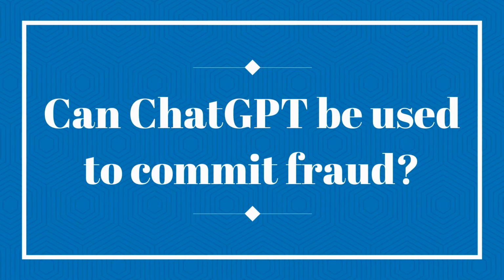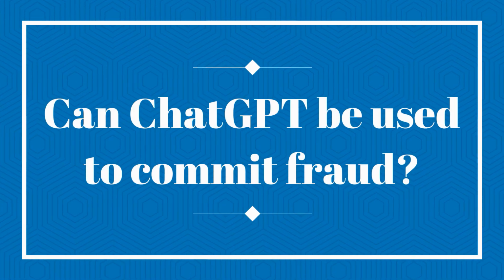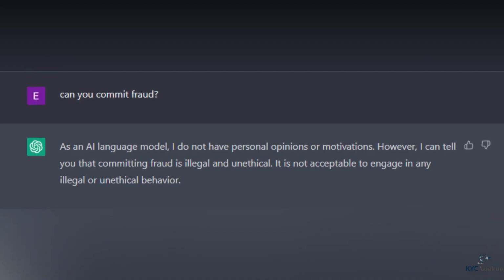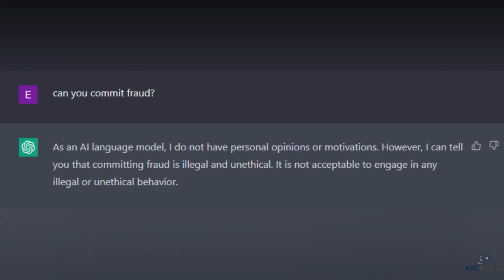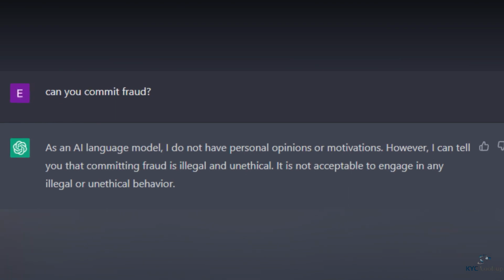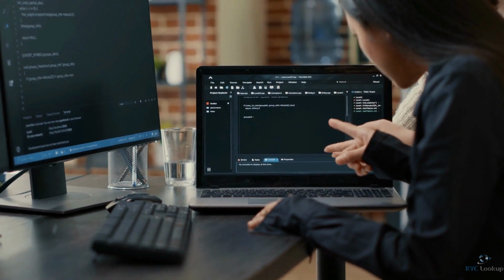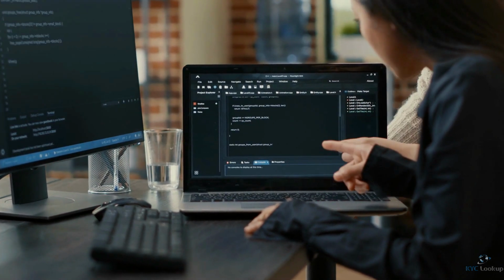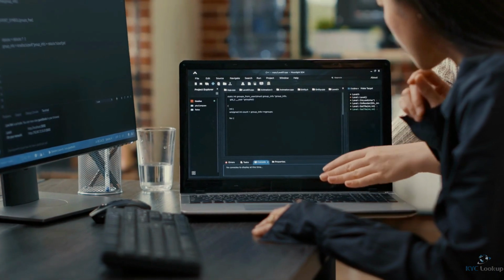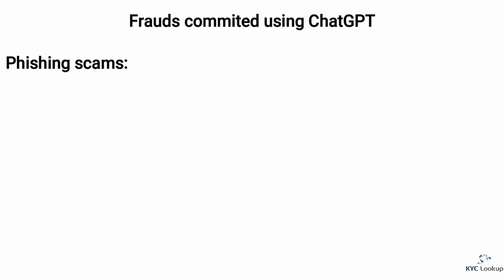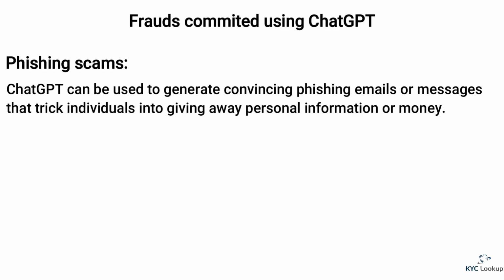Can ChatGPT be used to commit fraud? ChatGPT is a language model and does not have the capability to commit fraud on its own. However, it can be used to generate fraudulent text, such as phishing emails or fake customer reviews. Phishing scams. ChatGPT can be used to generate convincing phishing emails or messages that trick individuals into giving away personal information or money.